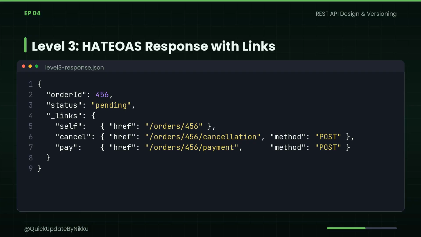Level 3 embeds hypermedia controls directly in the response. The server tells the client what state transitions are valid right now. If the order were already paid, the pay link would simply not appear. The client never needs to hardcode business rules about valid state transitions. This is HATEOAS, hypermedia as the engine of application state. It is elegant and powerful, and we will dedicate a full section to when and whether you should implement it.